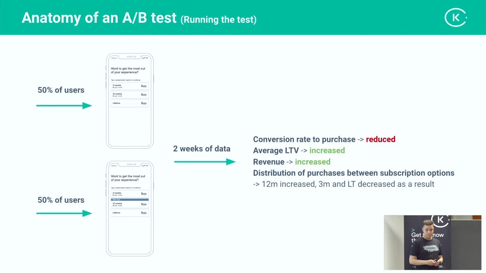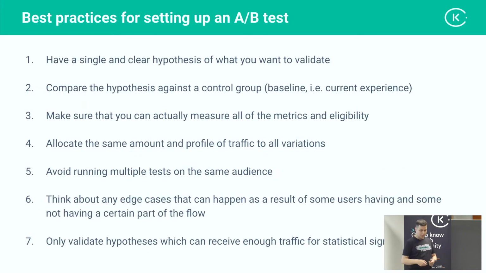When you look at the distribution of purchases, you can see, okay, 3 months and lifetime are a bit decreased, but of course we can see an increase in the 12-month purchase. And so when you connect your original hypothesis, okay, I want to guide more users into 12 months by adding best value, kind of evaluating all of the factors, you can make a decision: is the maybe conversion rate hit that I see worth it in order to have the higher LTV and higher revenue, and is this distribution of purchases also kind of worth it to me? So this is just one example of an A/B test.